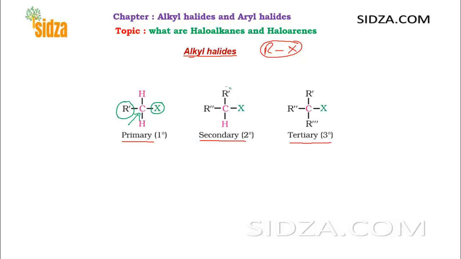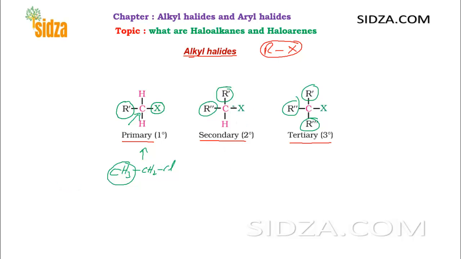In a secondary alkyl halide, we have got two alkyl groups attached to the carbon which is attached to the halogen. Over here you got 3 alkyl groups, and these alkyl groups may be the same or different. So if you look at this molecule CH3-CH2-Cl, this is ethyl chloride, and ethyl chloride is a primary alkyl halide because the carbon attached to the halogen has got only one alkyl group.